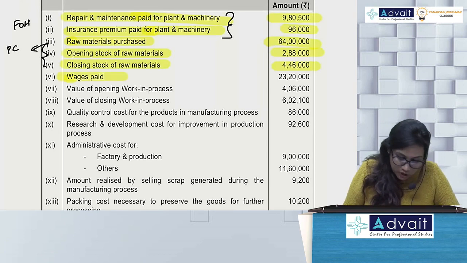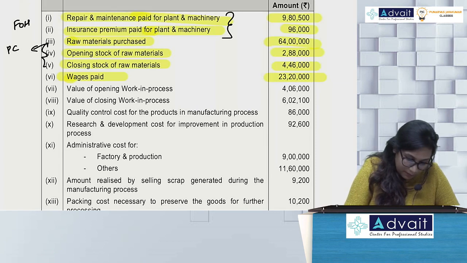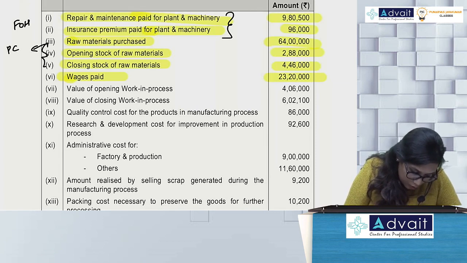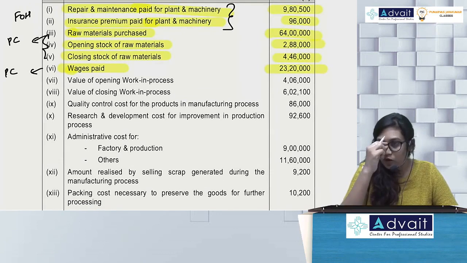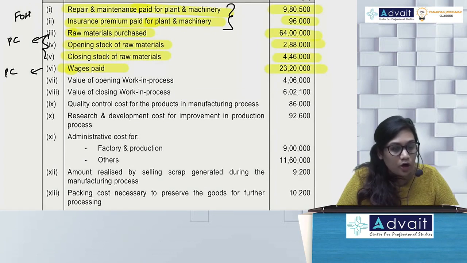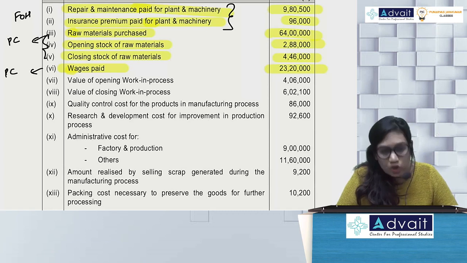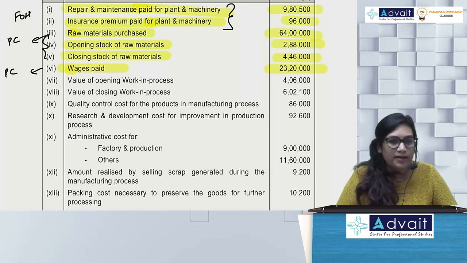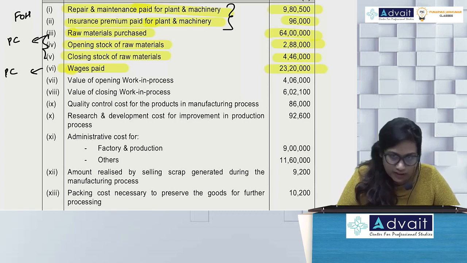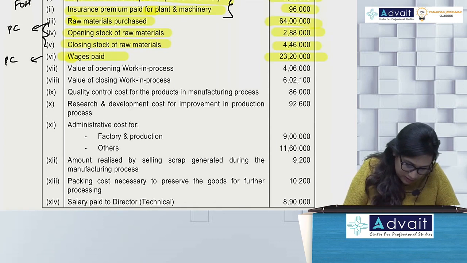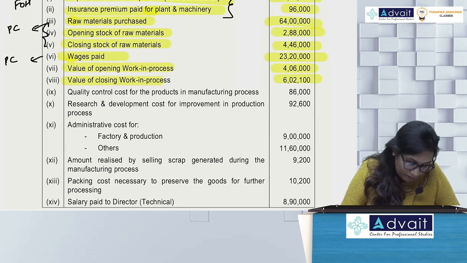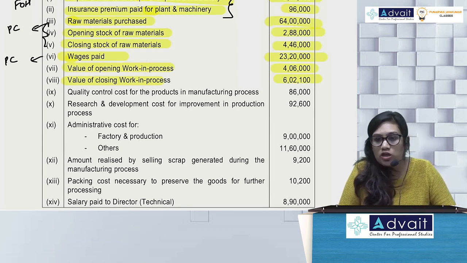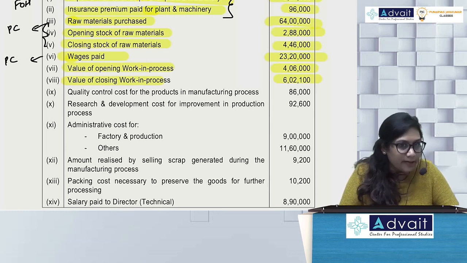Next, wages paid. Where does this come? This is also part of my prime cost. So we will first calculate prime cost by taking into consideration the raw materials consumed and direct wages and get our prime cost, and then we will proceed further. Next, they have given us value of opening WIP and value of closing WIP. This will obviously get adjusted with my gross factory cost to get my net factory cost.